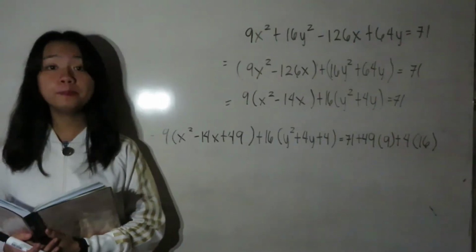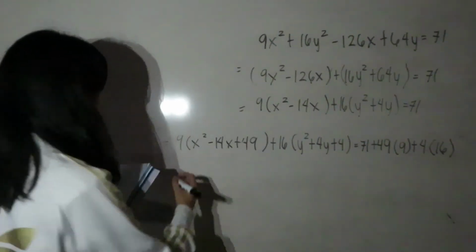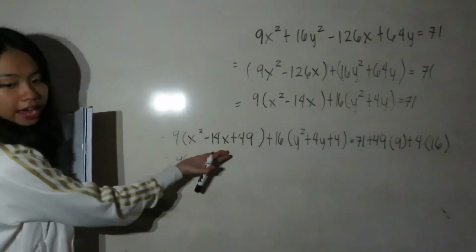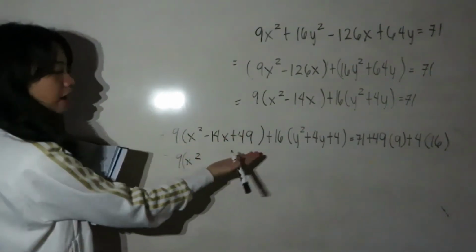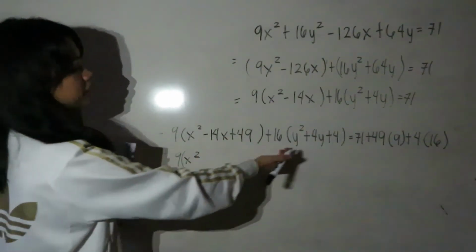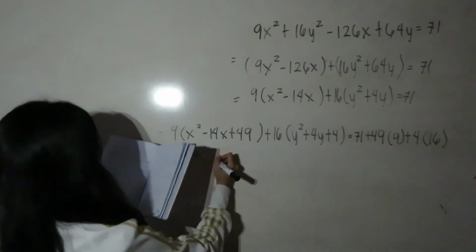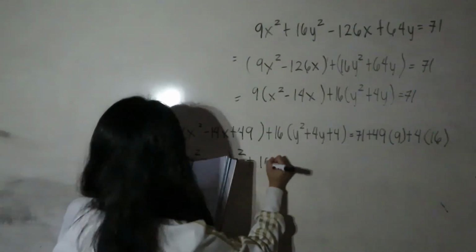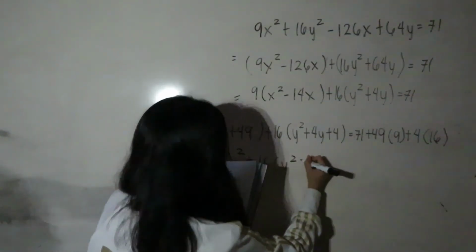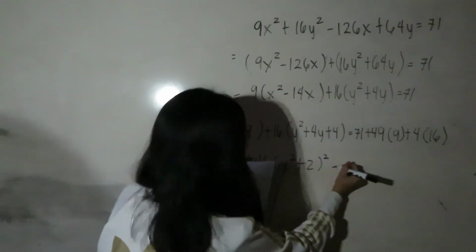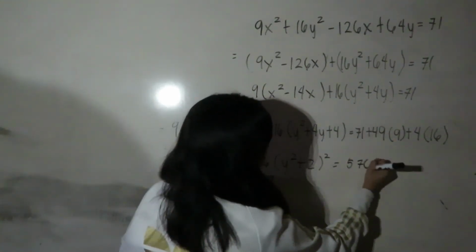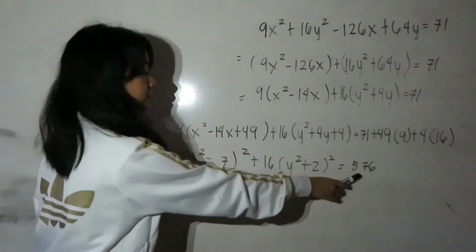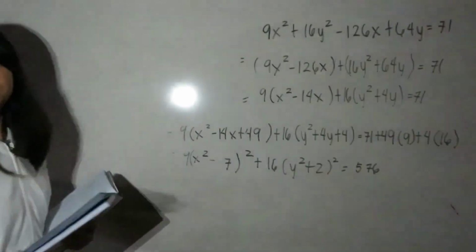Step 4. Simplify your answer. 9 quantity (x minus 7) squared plus 16 quantity (y plus 2) squared equals 576. Then, to make it standard form, divide all terms by 576.